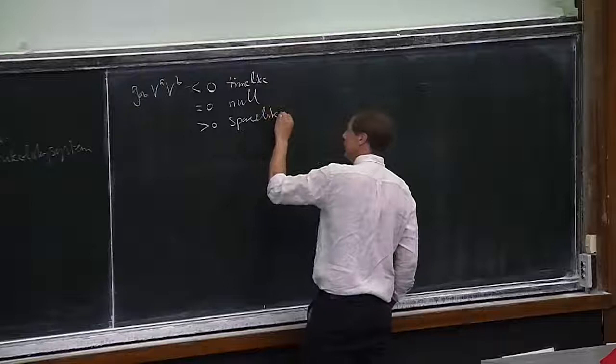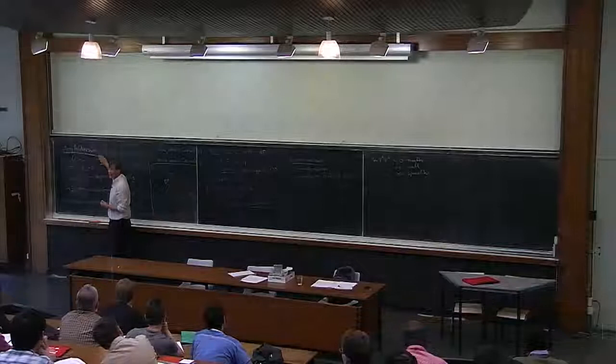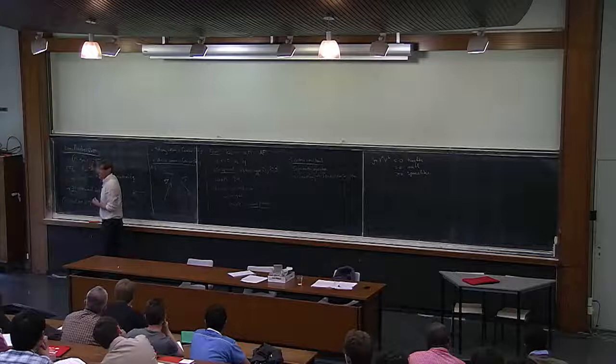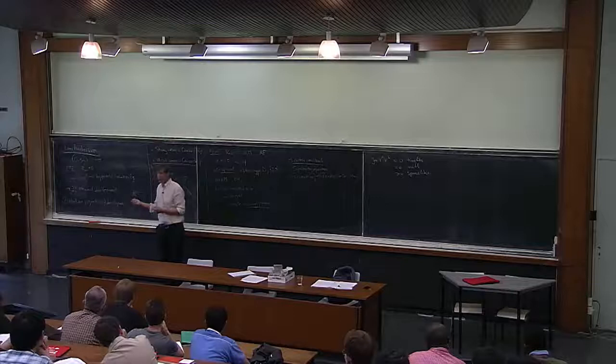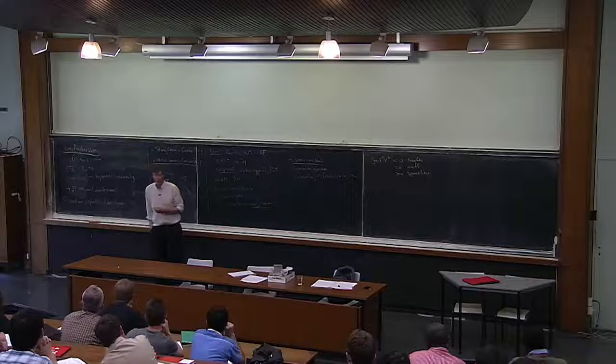But I have to say one embarrassing thing is that there are two conventions. Some people use this convention. Some people use the opposite convention for the signature of the metric, so that the corresponding Minkowski space would have the metric dt squared minus dx squared minus dy squared minus dz squared. And actually, I spent a lot of time worrying about this, but then I decided I'm just going to switch when it's convenient. So I will not try to be consistent.